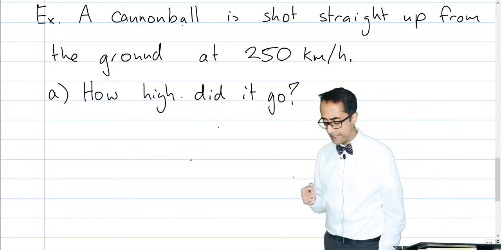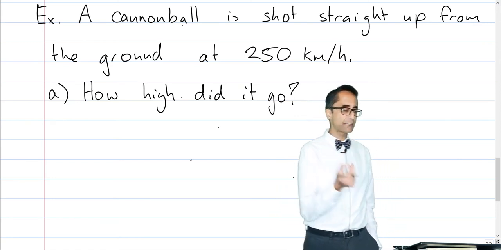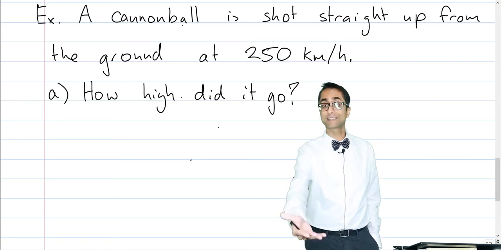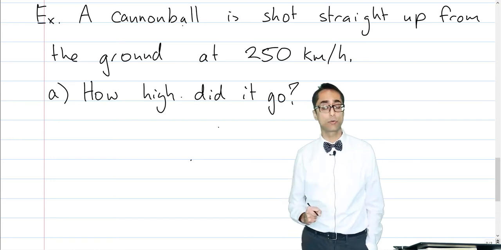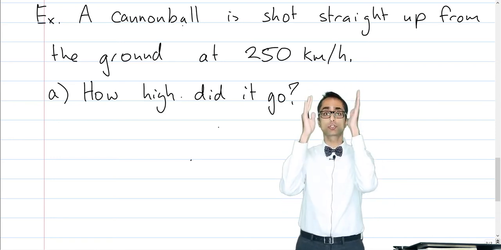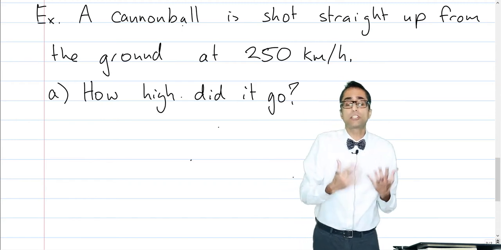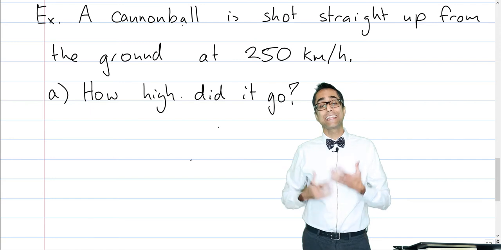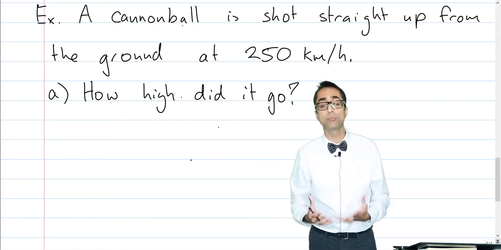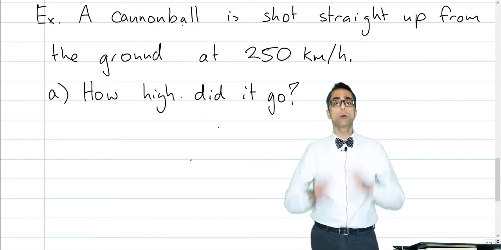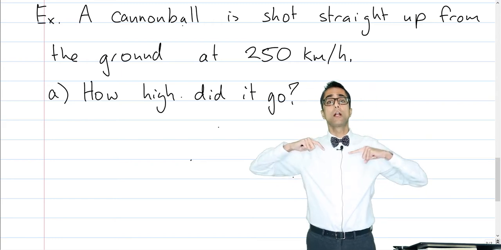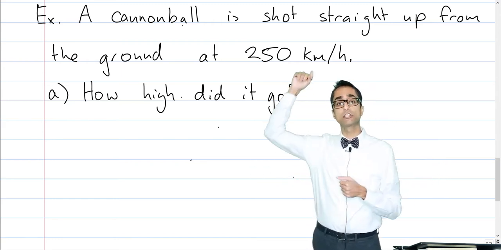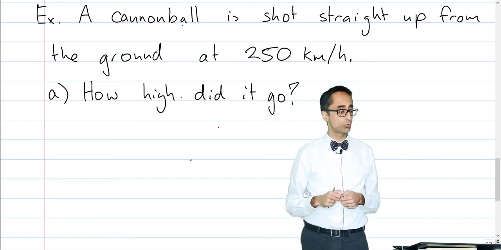But don't forget that we know one extra bit of information when we're dealing with free fall problems, and that is, of course, the acceleration due to gravity. Even though this cannonball is shot straight up, the acceleration of the cannonball after it has left the cannon is due to gravity only. We know its initial velocity when it gets launched, but any change in velocity has everything to do with the gravitational acceleration in the downwards direction.